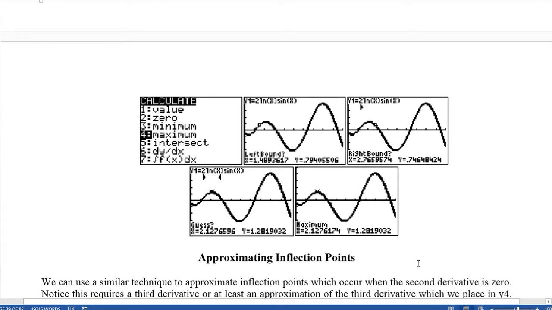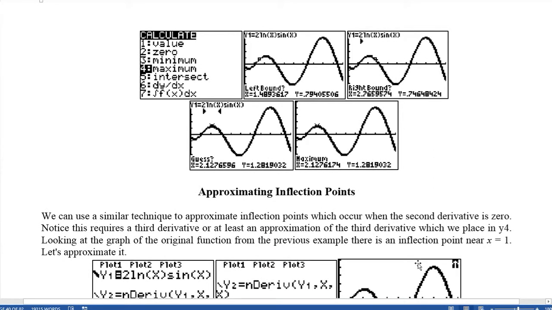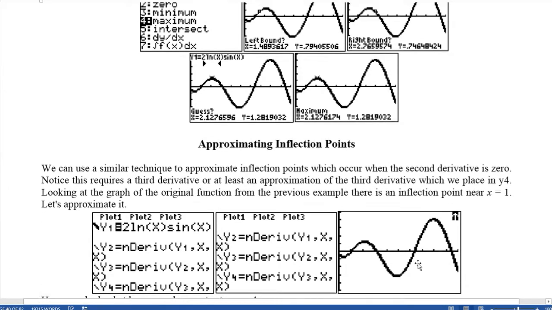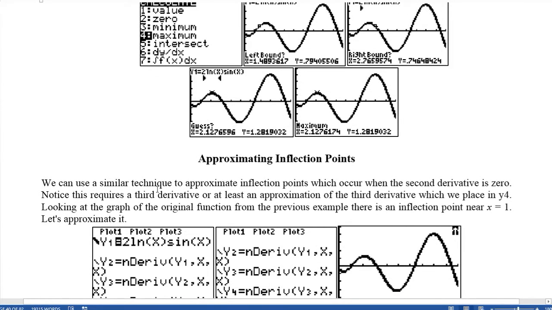How about approximating inflection points? We should be able to use a similar technique to approximate inflection points. If we look back at this graph, it looks like there's an inflection point in the original graph somewhere close to x equals 1. So right in there, if you can see my cursor moving around down here at the bottom, somewhere around 1 there's an inflection point. Let's see if we can approximate that.